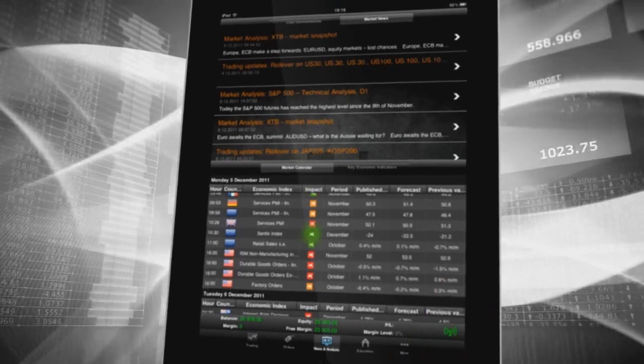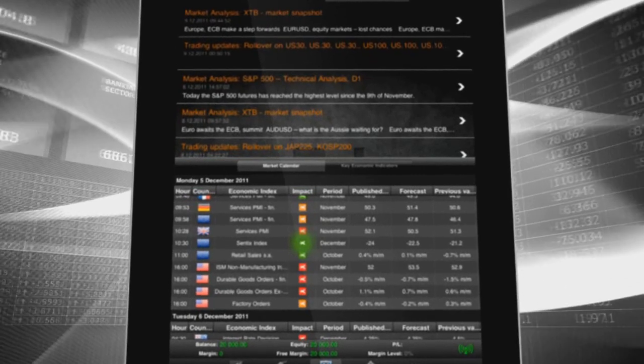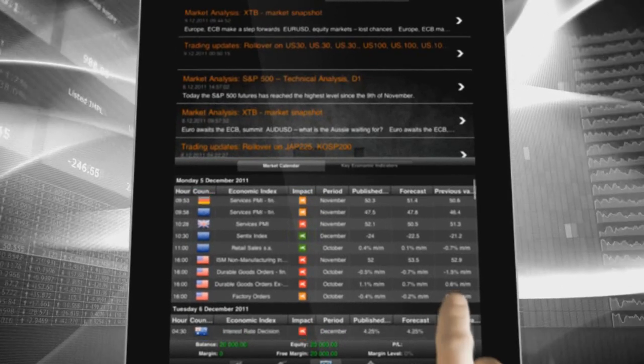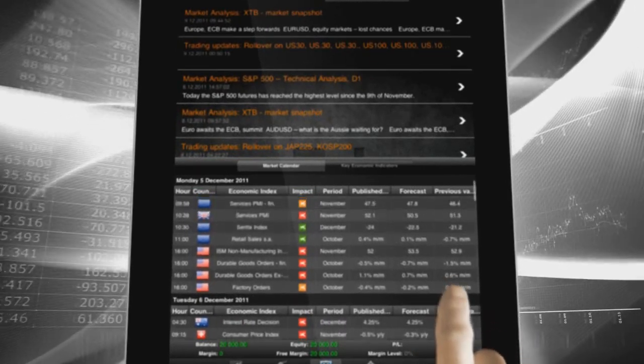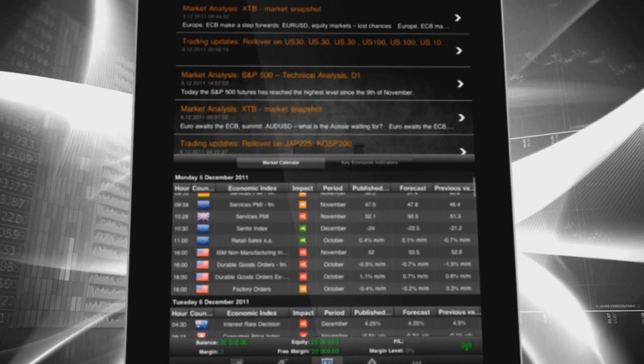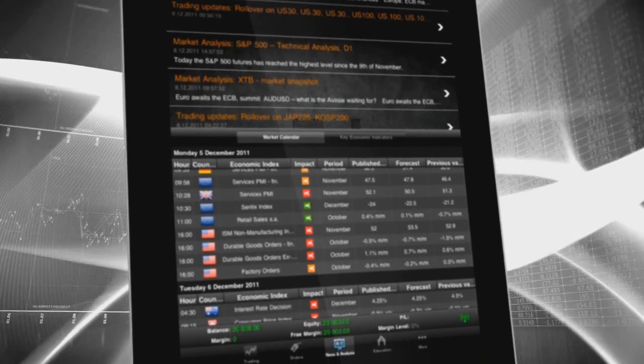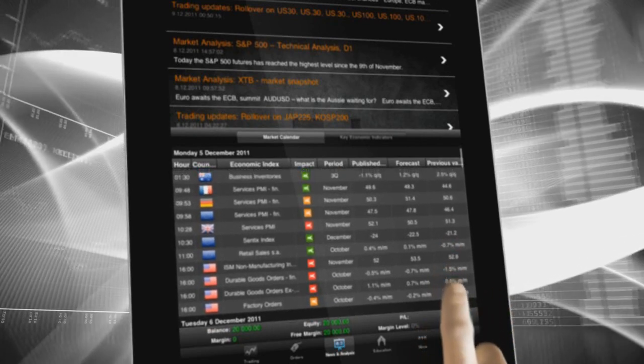The green color represents low impact. A release may or may not have an impact on market prices, even if it deviates significantly from a market consensus, but still contains some informational value.